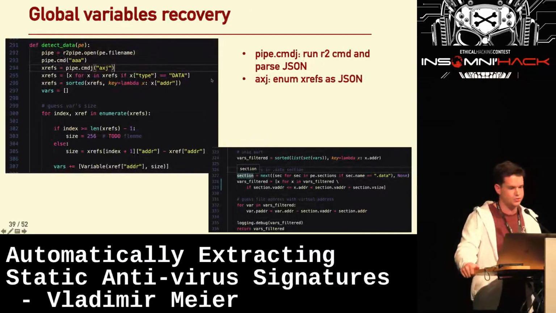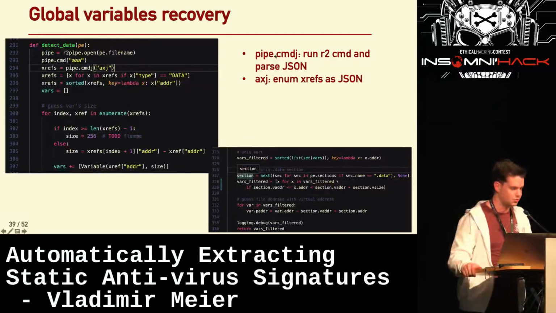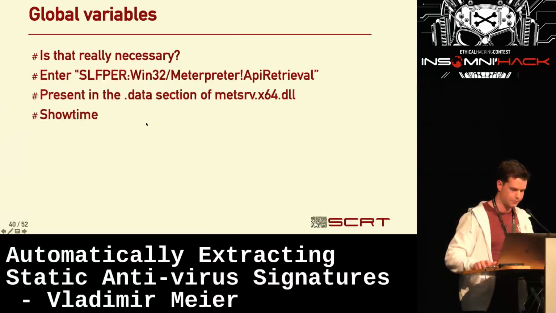And here I've decided to show you some code, but don't worry, the goal is not to explain each line. I just wanted to show you how easy it is, once you rely on powerful frameworks such as Radare2, to do stuff like global variable recovery. And the most interesting stuff is on the right. Pipe.cmdj allows you to run a Radare2 command and get back the result as JSON. And the subcommand axg allows you to enumerate cross-references and get back the result as JSON. And what goes on in this function is exactly as I've told you before.